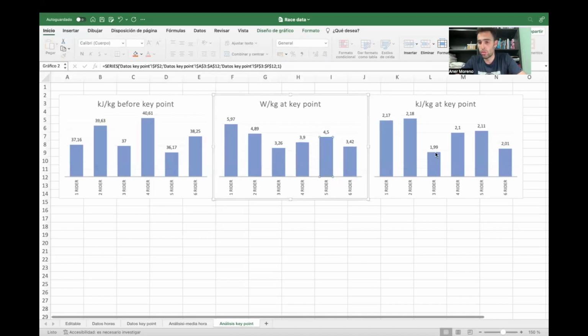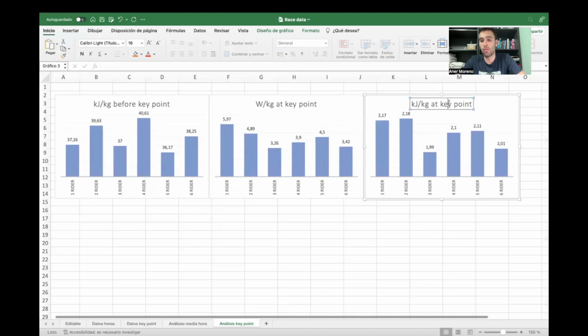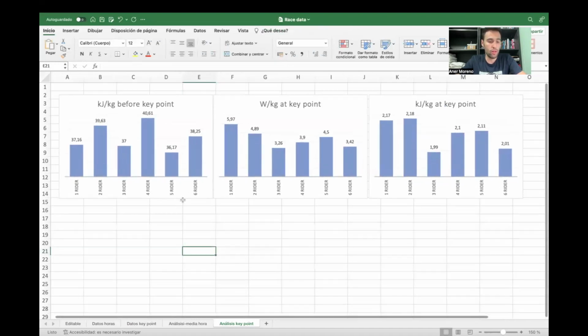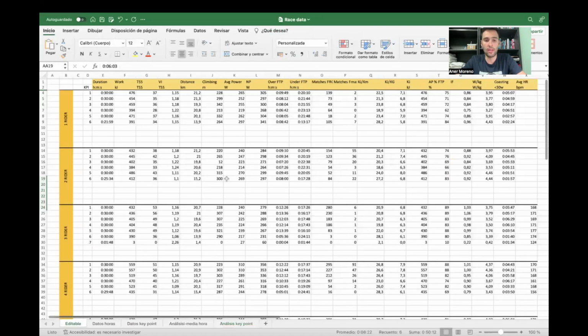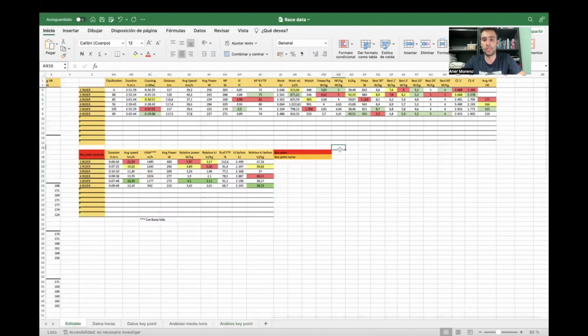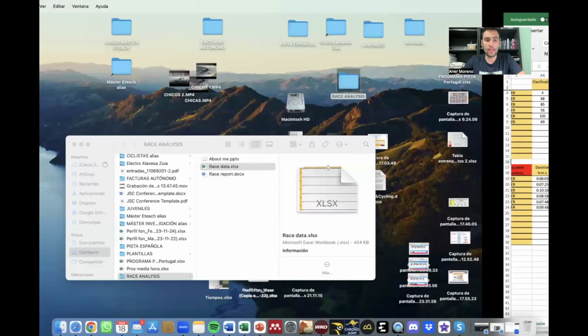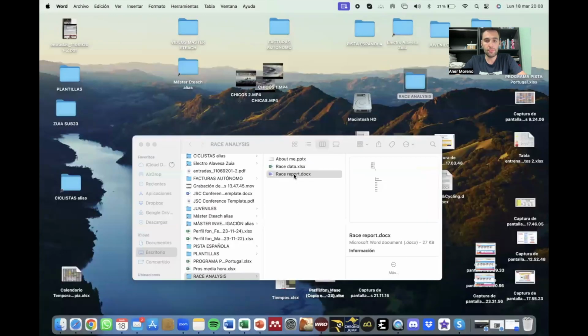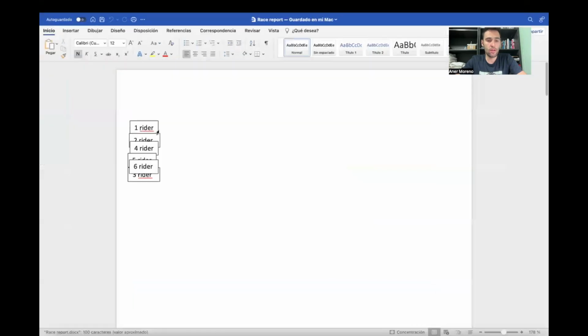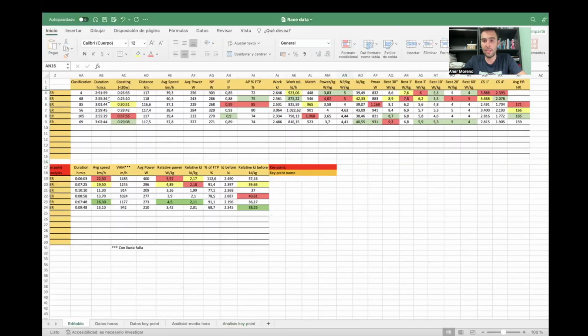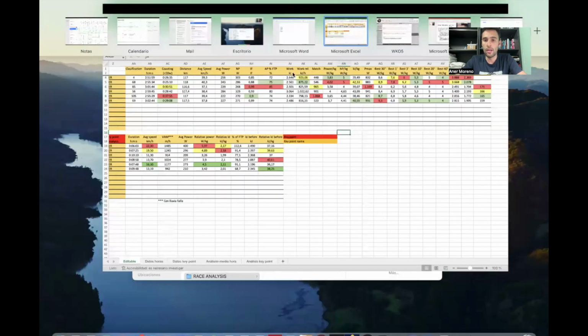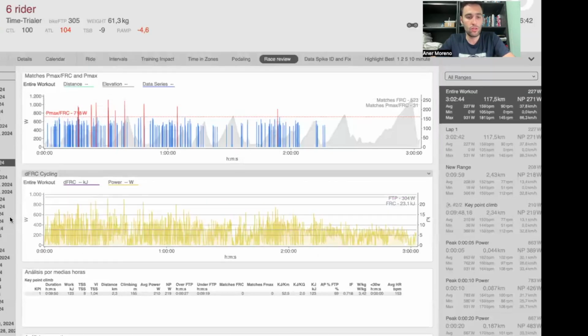So this was also the analysis of the kilojoules per kilogram spent at the key point, the same as the watts per kilogram, more or less. This is the analysis I used to do with Excel, but I also like to make it as a report for the sport director. So with this data, I have here a race report. I have rider 1, rider 2, 4, 5, 6. This way I make a screenshot of the entire workout spent.